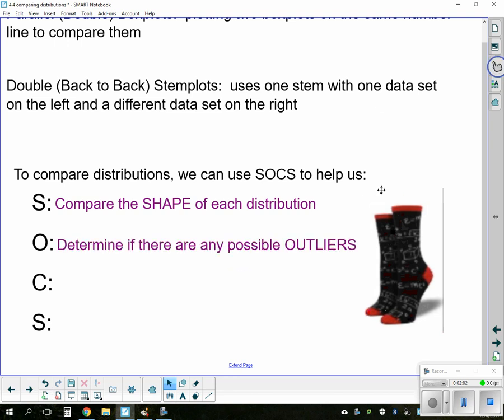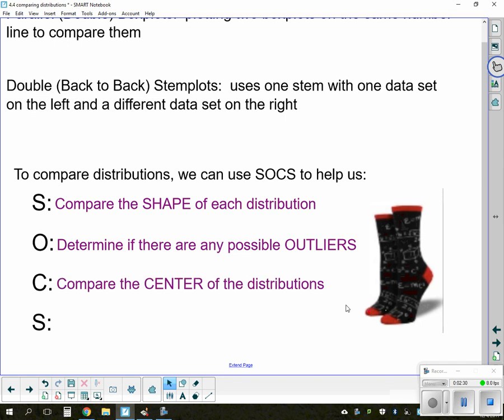O, determine if there are any possible outliers. Two things on outliers. One, at the beginning of this unit, a lot of you weren't knowing what it was. So hopefully you've got it now. It's a data point that's really far removed from all the other data points. So maybe all your data is between 10 and 20, and then you've got one number that's 75. That's an outlier. Also, notice how I'm saying that, outlier. Some of you guys are saying outlier.